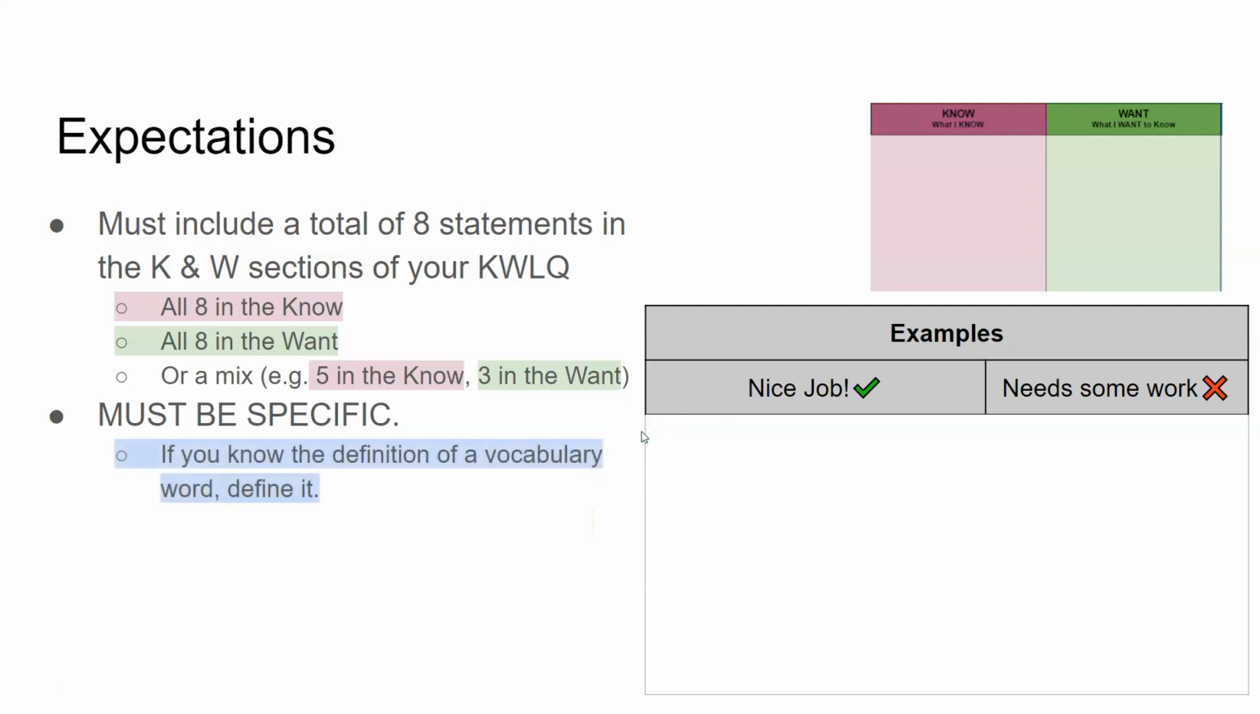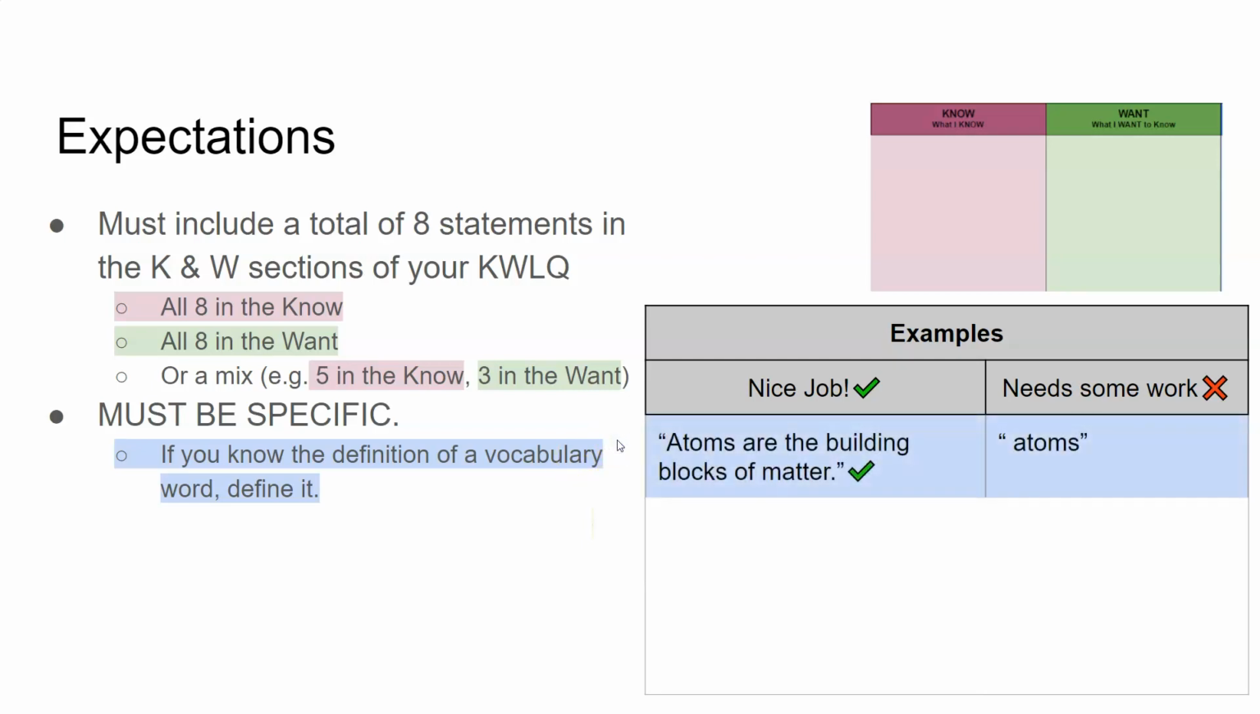So starting with this first one, if you know the definition of a vocabulary word, so you want to put, oh, I know this word, in the know column of my KWLQ, make sure you define it. For example, if you know the definition of atoms, then you're going to define it: atoms are the building blocks of matter. Now, if you just write down atoms, that's not complete. I don't know what you're telling me if you just write down the word atoms. So if you know the definition of a word, include the definition in order to get credit for that.